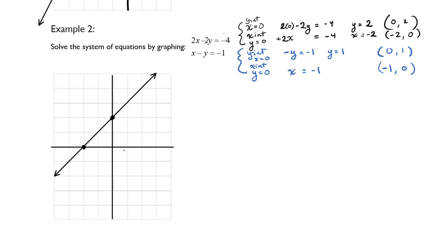So plotting those two intercepts, 0, 1, and also -1, 0. And now connecting the dots, you can see that these are parallel lines. So if you wanted to see what kind of solution you'd have, this solution does not exist.